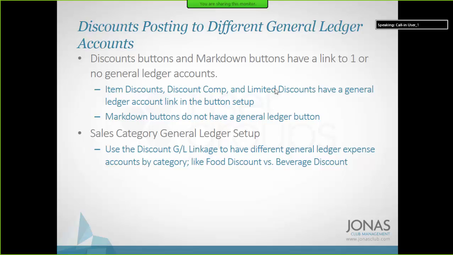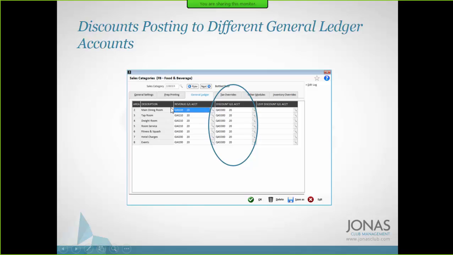The difference is the markdown is the general ledger tie-in is designated at the sales category level rather than at the actual button level. So if you go into the sales category, there's a field for the GL for the revenue to post to, but then the next column is where the discounts go when processing the markdown. If this is blank and I mark down that item by $5, that $5 is not going to be accounted for on the chart of accounts or the financials. However, if I have an account in here, it will get posted to this account as a write-off.